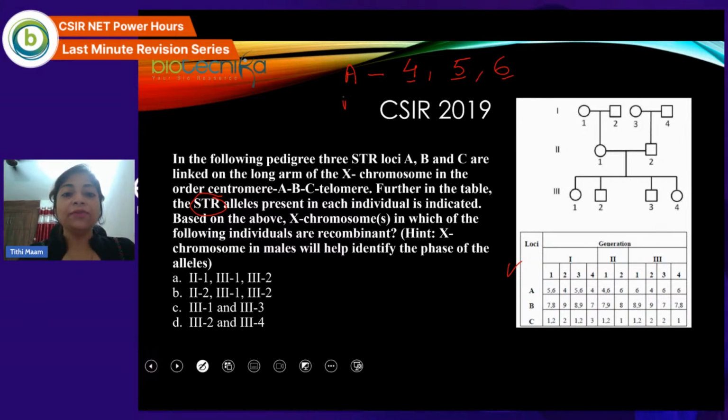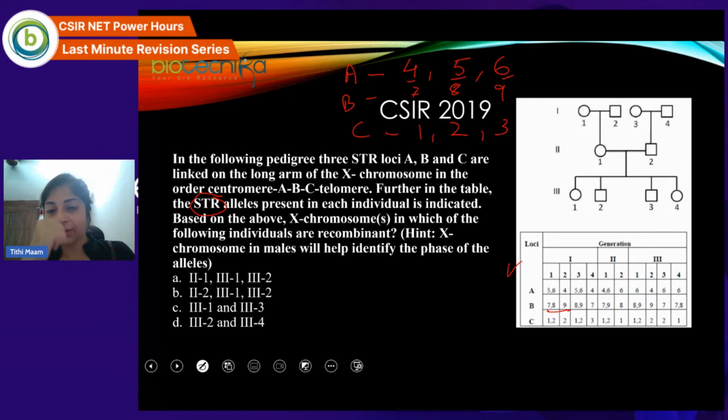Similarly, at the B position, how many alleles are given? 7, 8, and 9. Right. So again, 3 alleles: 7, 8, and 9. For C, what is given? 1, 2, and 3. Right? So they are just the alleles of the gene. If you find it easier to consider A, B, and C as genes instead of STRs, let it be. Consider them as genes, it doesn't matter. But consider these numbers as the alleles of those genes. Now let's see who all are recombinants, you have to find out.